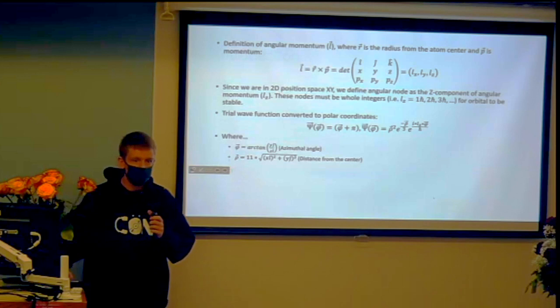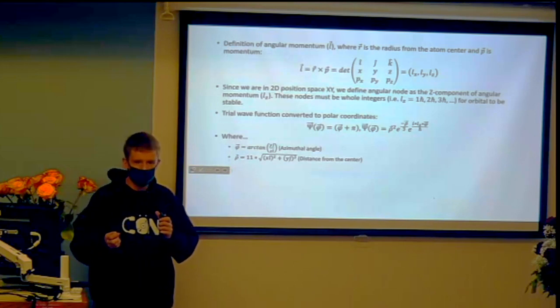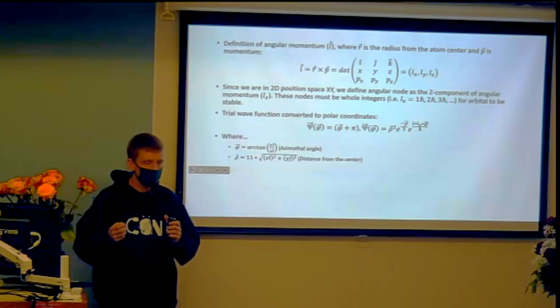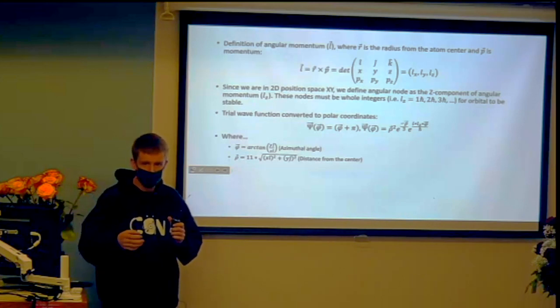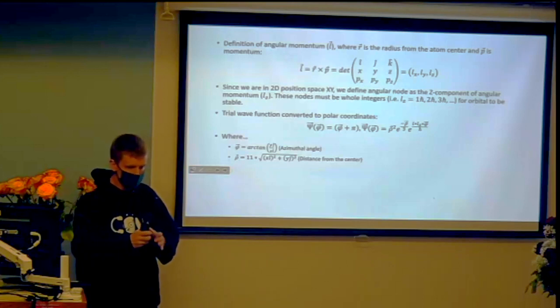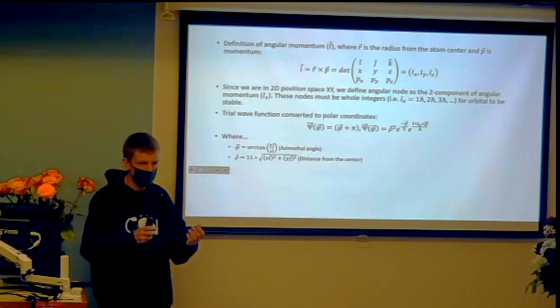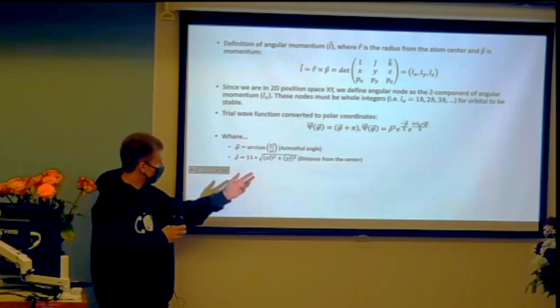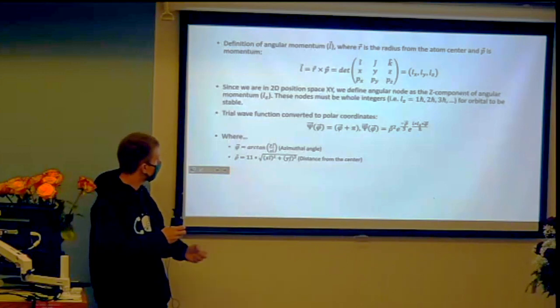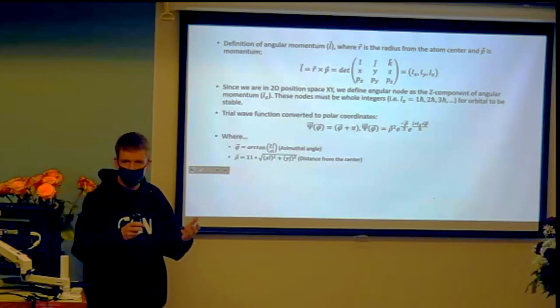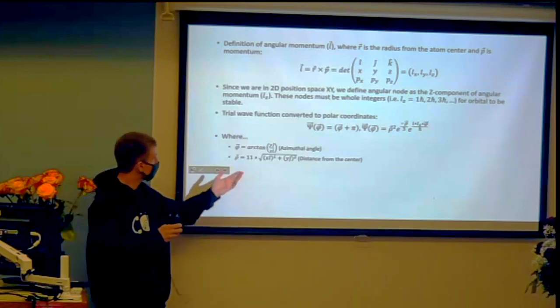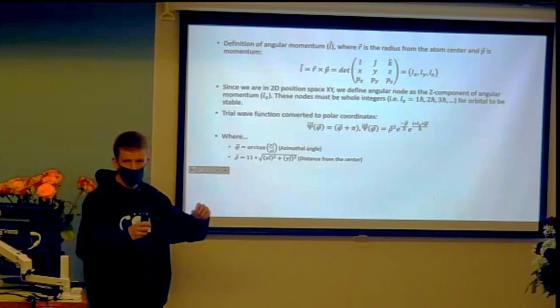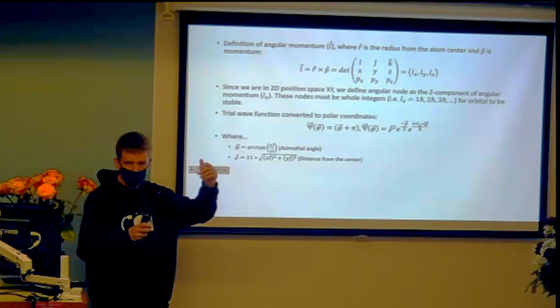So we define angular momentum as a vector quantity, which is the cross product of the radius from the center of the atom and the momentum. And because we want to define this in an x and y position space, we use the z component and take that as our angular nodes. And in order for the atomic orbital to be stable in this space, we need these node values to be whole numbers. Otherwise, the atom will just essentially collapse on itself.